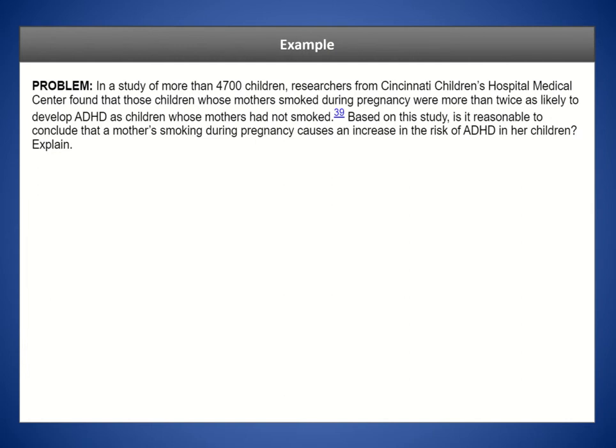So in this case, we have to see what are some confounding variables, or what are some reasons that would also lead to this relationship, in the fact that if mothers smoke during pregnancy, they're more than twice as likely to develop ADHD. Well, it's possible that the mothers who smoked also had poor diets. And so we can't eliminate this variable because we haven't done an experiment in order to eliminate this variable.